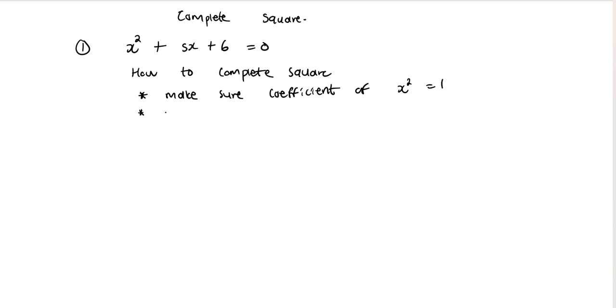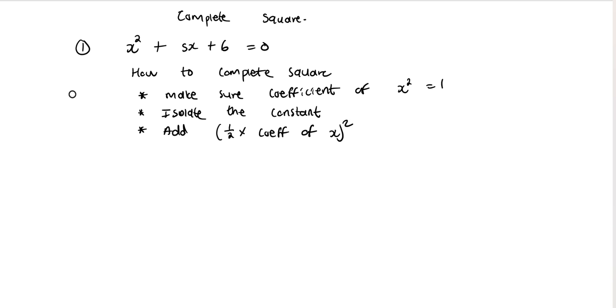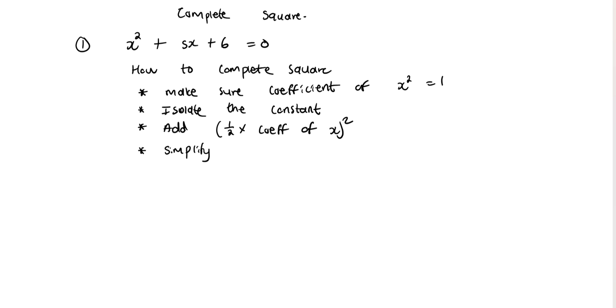Step number 2 is to isolate the constant. So that's the second step on how to complete the square. The third step will be to add, to both sides, half times the coefficient of x to both sides. So we're going to add this term to both sides. And lastly, you just simplify. So I'll take you over these steps so that you can know how to follow them.